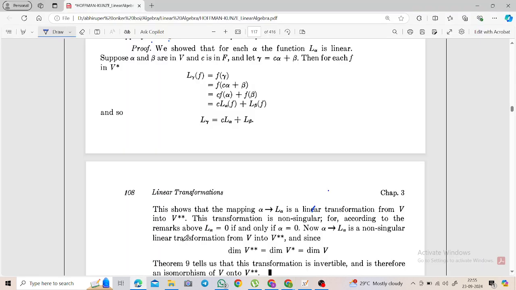Okay, so the proof is clear, right? Or do I need to elaborate it? Anyone? Shubrita? Oh, you are asking why alpha to L alpha is non-singular, right?